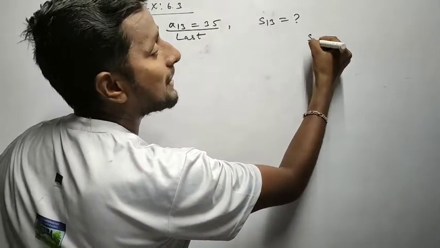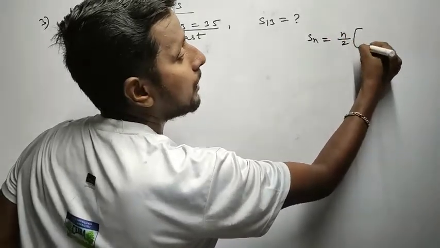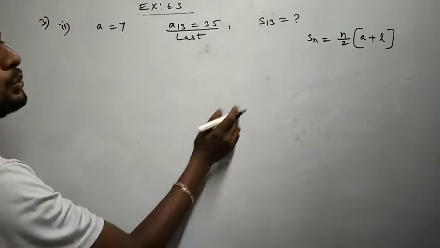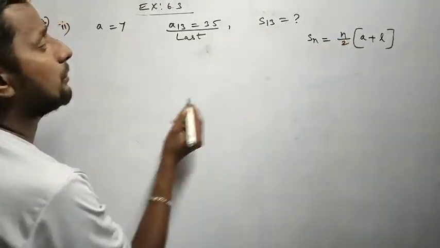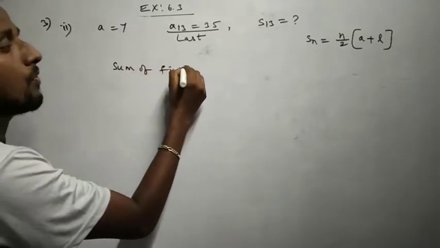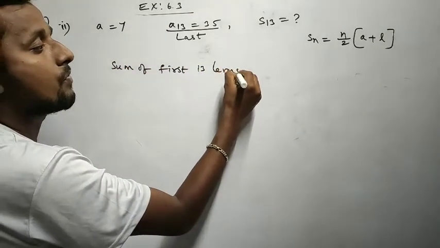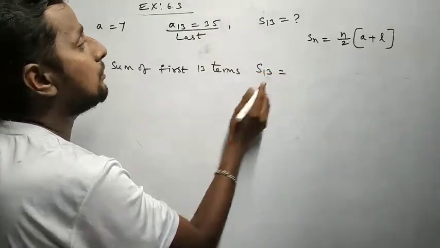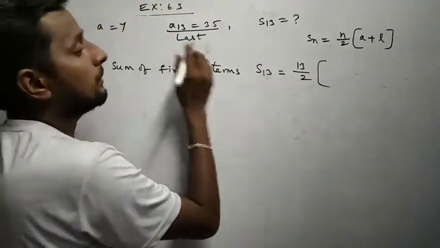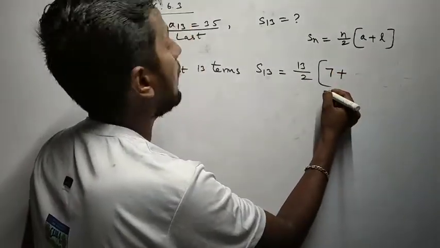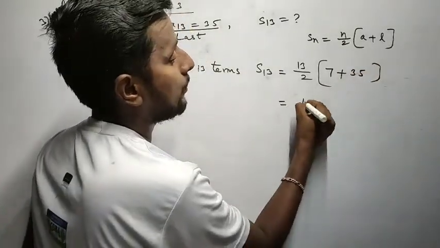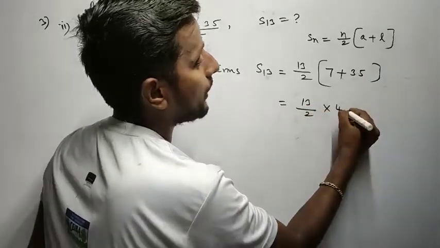As we know, Sn is equal to n by 2 into a plus last term. Correct? So we need the n value. The n value is already 13. Okay, no issue. So the sum of the first 13 terms, S13, is equal to 13 by 2, and the a value we know is 7 and the l value we know is 35. So we'll write 13 by 2 into 42.